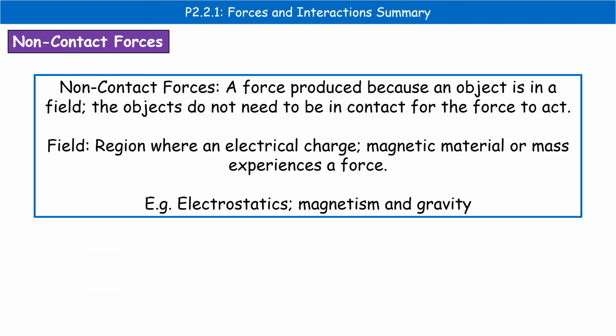We've got two types of forces we need to know about. Non-contact forces, first of all. As the name suggests, these are the ones where the objects don't need to actually be in contact with one another for them to act. So we're pretty much bringing the object into a field and then it experiences a force as a result. They don't actually physically have to touch one another. 3 examples to remember: electrostatics, magnetism, and gravity.